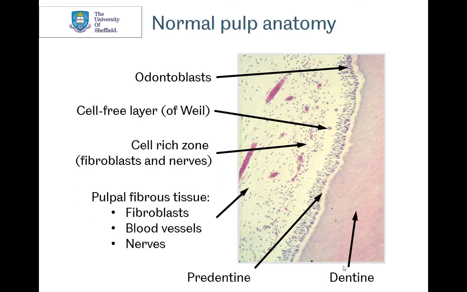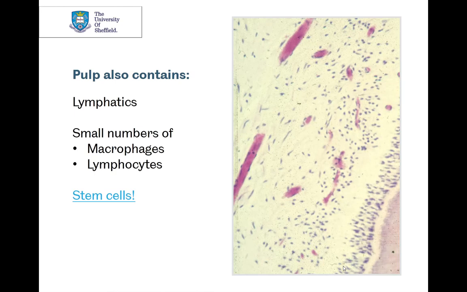But the bulk of the tissue of the pulp itself is a light fibrovascular connective tissue, lots of fibroblasts, blood vessels, and nerves. You will find that the pulp often contains numbers of inflammatory cells, even in relative health. There are lymphatics there as well.